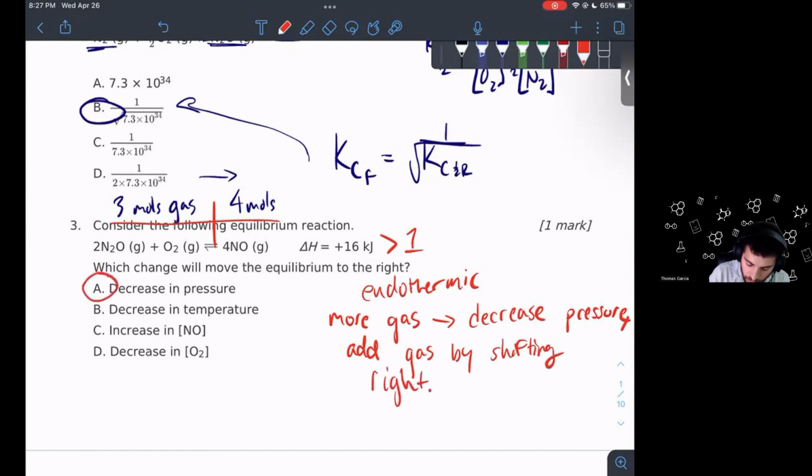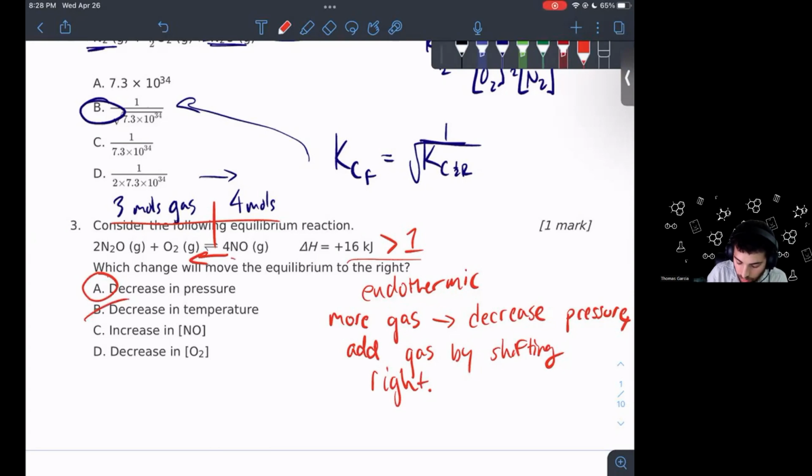If we were to decrease temperature, that can't be right because the system would then want to shift left. If it's greater than 1, it's endothermic, meaning it will absorb heat. So we don't want this system to absorb heat. If we decrease the temperature, we want to release heat, which would actually shift the equilibrium backwards. So it can't be that.